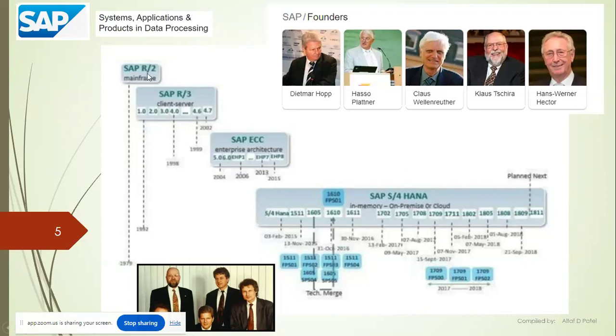At that time, no mainframe computers were available. So they started with R2, which is only an application and a database. That is Release 2, where 2 means database and application. Then they started R3, the client-server version, which has your database, application, and the user interface. So SAP R3 means Release 3. A 3-tier architecture was used, and they went from 1.0, 2.0 until 4.7.